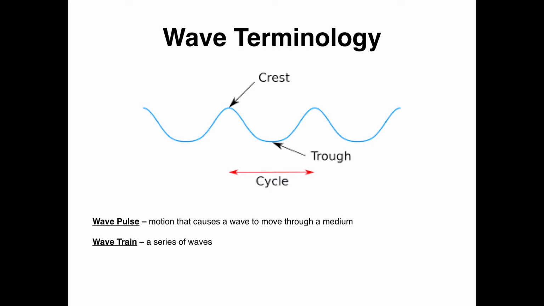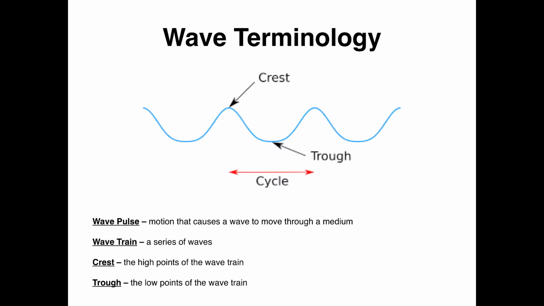The crest of the wave, as pictured here, is the top of the wave, and the trough of the wave is the lowest part of the wave. So the high point of the wave train is called the crest. The low point of the wave train is called the trough.